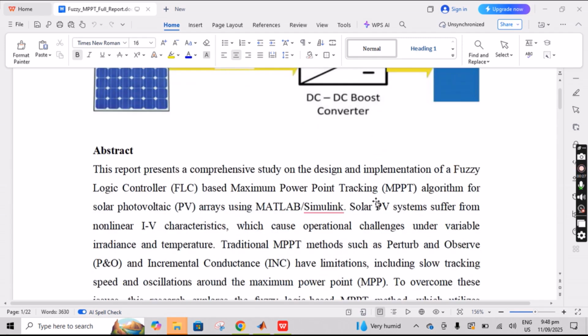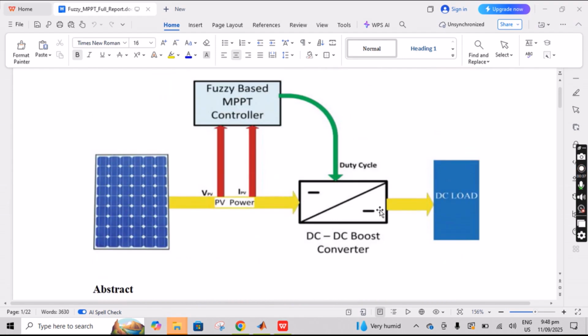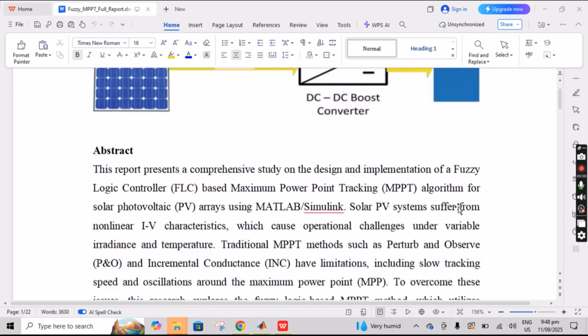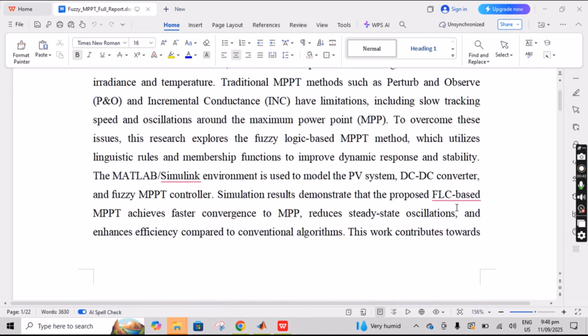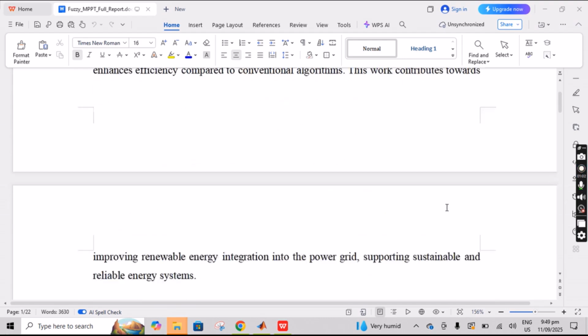It basically provides a precise DC output voltage, without EMI interference, to the DC-DC boost converter. Then the boost converter provides it to the DC load. So fuzzy logic is one of the main important points to explore in fuzzy logic based MPPT methods. In this paper, we explore how important fuzzy logic is for the development of solar PV systems.